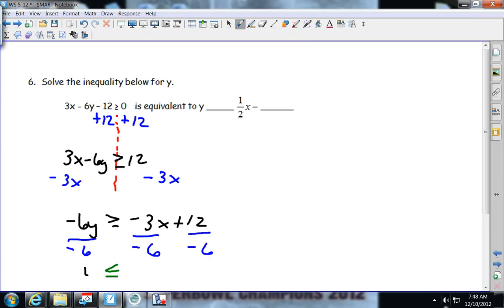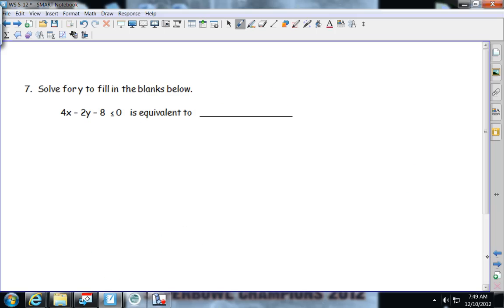Right here I have y less than or equal to negative 3 divided by negative 6 is positive 1/2 x. Well, that's what they have right here. And then 12 minus 6 is negative 2. So to fill in up here, I've got less than or equal to, and then minus 2. Take a minute and try and do the next one.